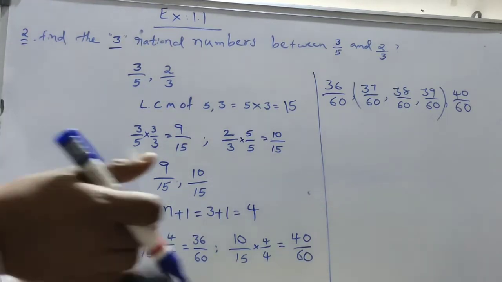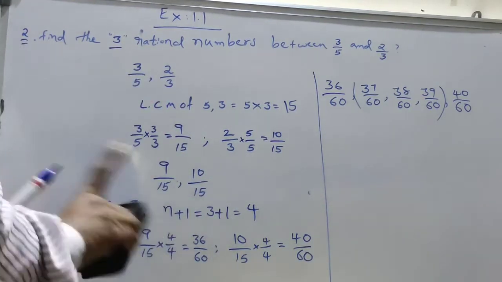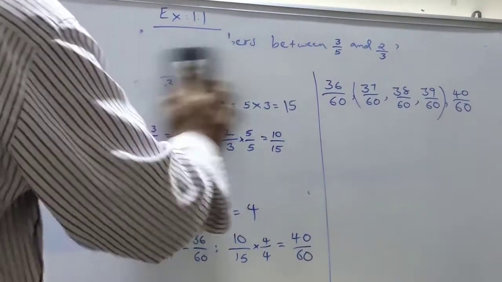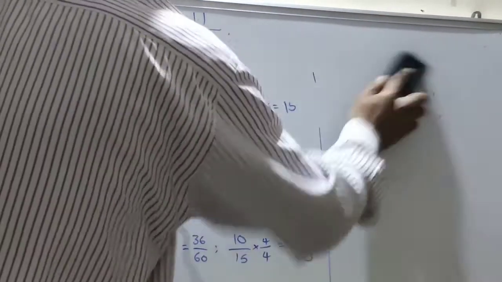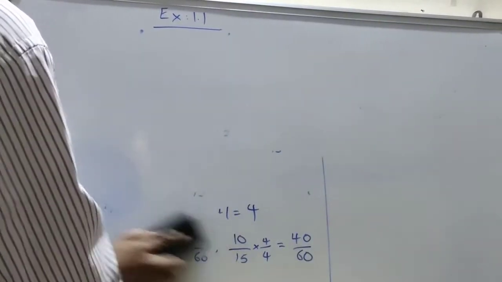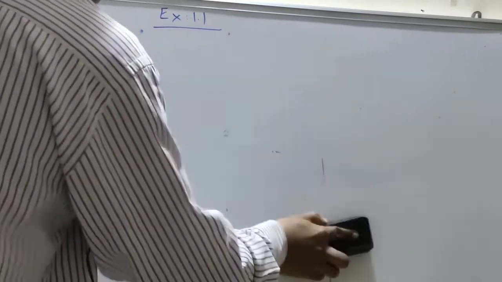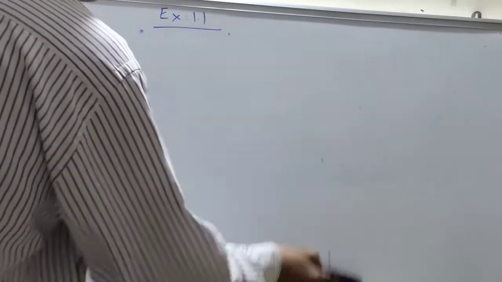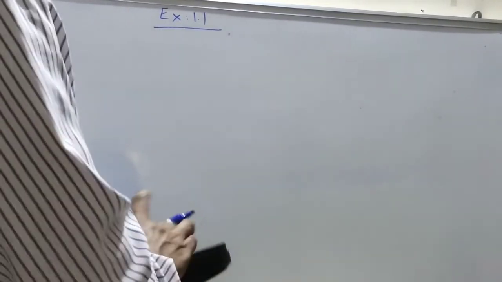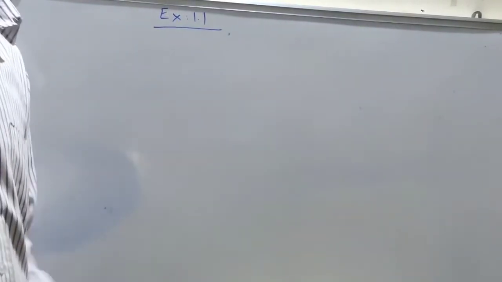Now let us take the representation of rational numbers on a number line. Already we learned this in previous videos. I hope that you can understand these types of sums. Now let us see again.